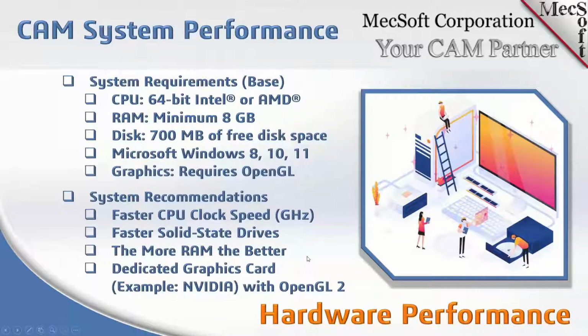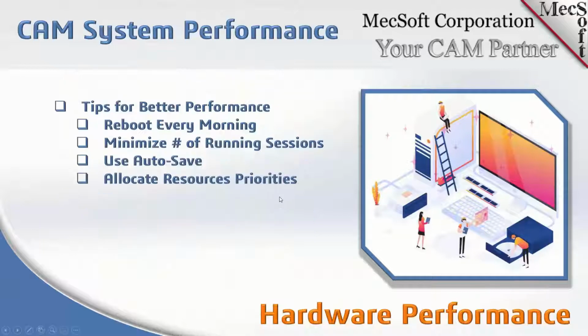And then also, you can add a dedicated graphics card. For example, this machine here that we're looking at has an NVIDIA Quadro graphics card. If you're going to get a new graphics card, I recommend that you go to OpenGL 2. That is the latest graphics language on the graphics card. So those are the base performance indicators at the top, the recommended system requirements on the bottom.